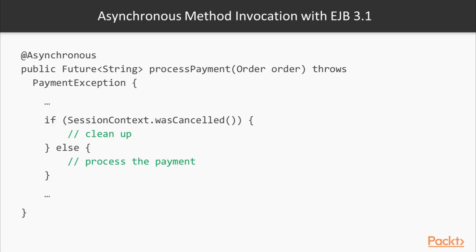Now let's take a few code examples. Here EJB 3.1 introduced a special asynchronous annotation, and then the Java util concurrent future that we already know from the earlier section gets returned after payment has been processed in an asynchronous way.